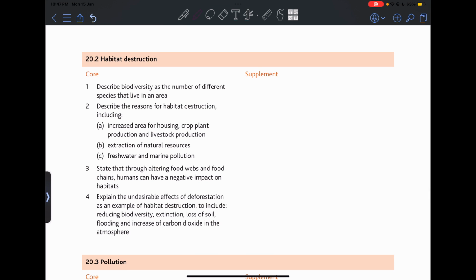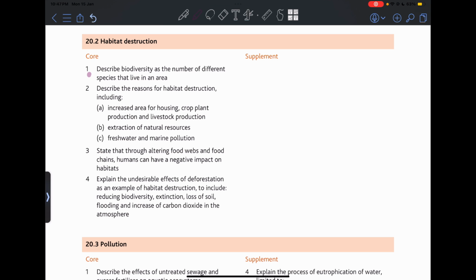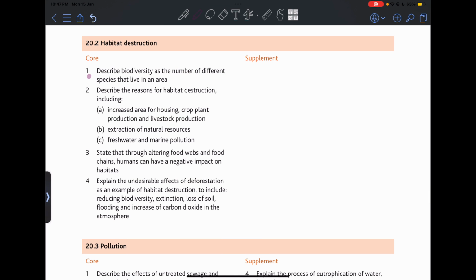20.2 Habitat destruction. Describe biodiversity as the number of different species that live in an area. This is a definition. Describe the reasons for habitat destruction, including increased area for housing, crop plant production, and livestock production. So, habitat destruction is, for example, cutting down trees, and these trees may have some organisms living on them, so they are destroying their homes. Just imagine living in an area and suddenly they come and destroy your whole house and the whole area where you live. So this is habitat destruction.